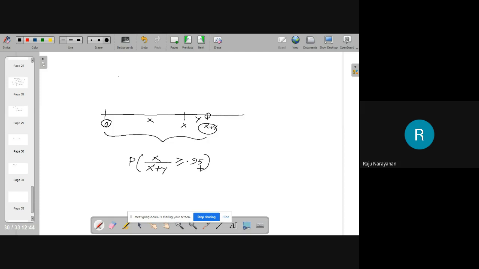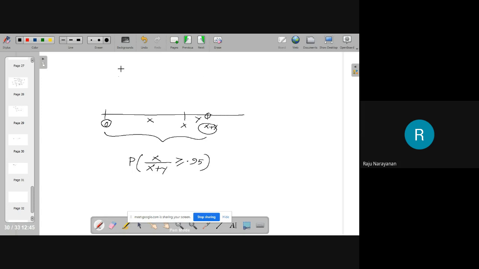Suppose the machine is working for 2 hours and it will take another 5 hours to repair. It will be a great loss for the company, no? Okay, therefore, the working time should be very, very high compared to the repair time. Therefore, you are interested in the distribution of x by x plus y. X by x plus y, what is that? It's a function of x and y.